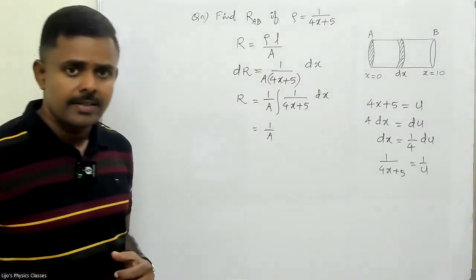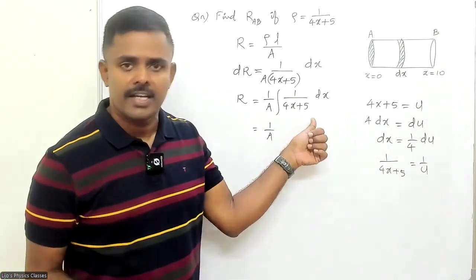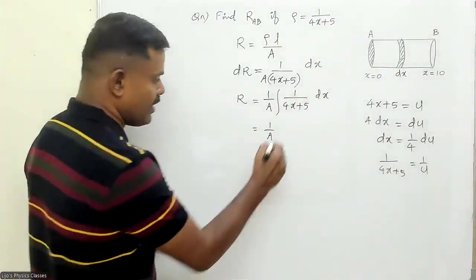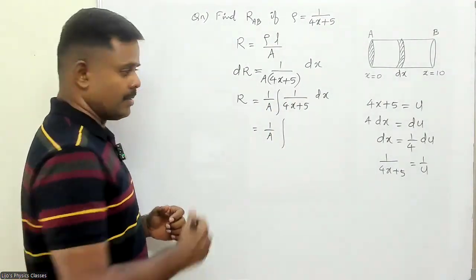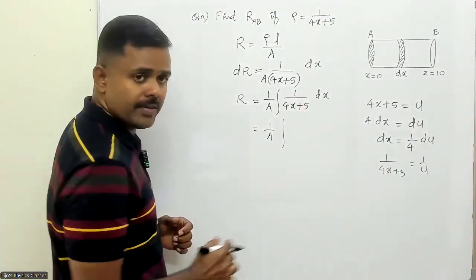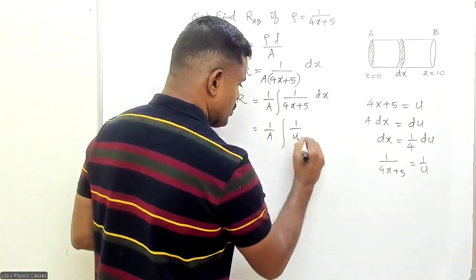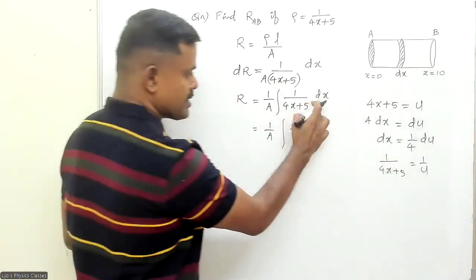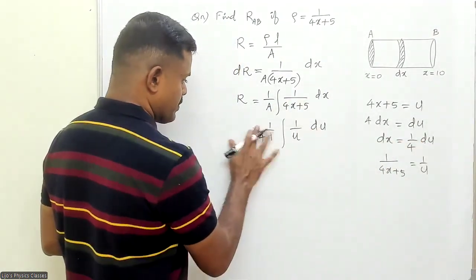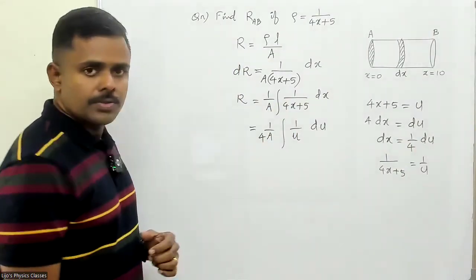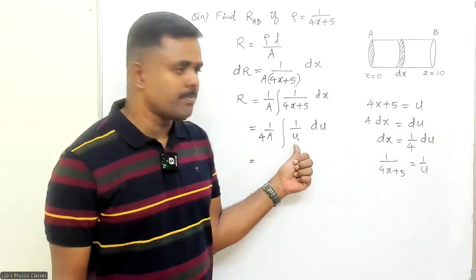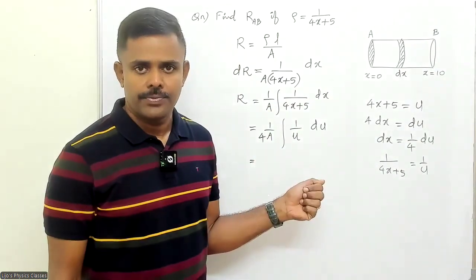Why am I doing it? Because I need 1 over 4x plus 5 in terms of u. So finally, I have my modified equation, modified function for integration. For 1 by 4x plus 5, I have 1 by u into dx, which is 1 by 4 du. 4 can be taken outside. So I integrate. There is a standard formula for integration of 1 by u du. It is logarithm of u.